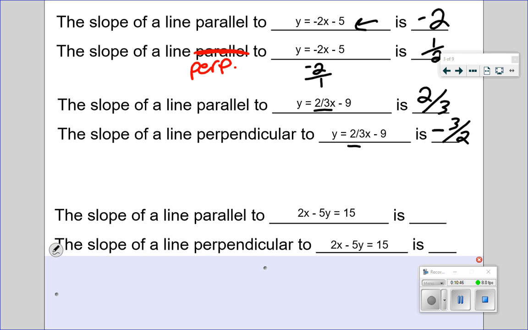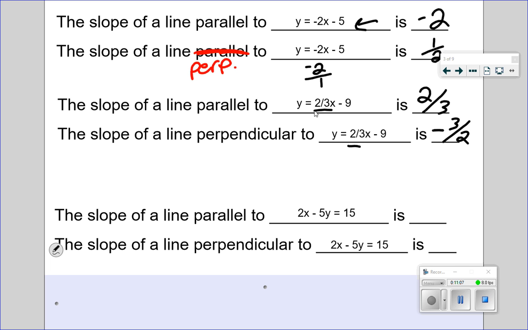One more. Now in this case, I can't just look at this equation and see what my slope is because it's not in slope-intercept form. Slope-intercept form has y isolated. It's y equals mx plus b. If it's not written in that form for you, you have to convert it to slope-intercept form.